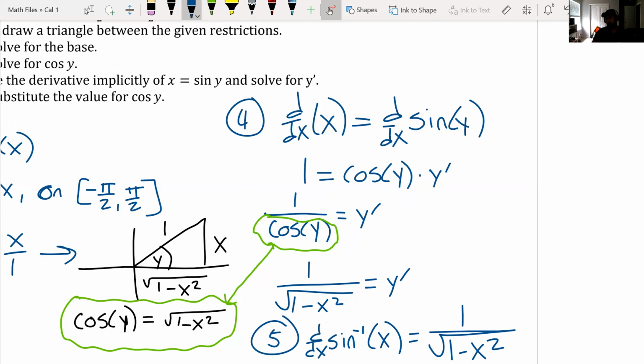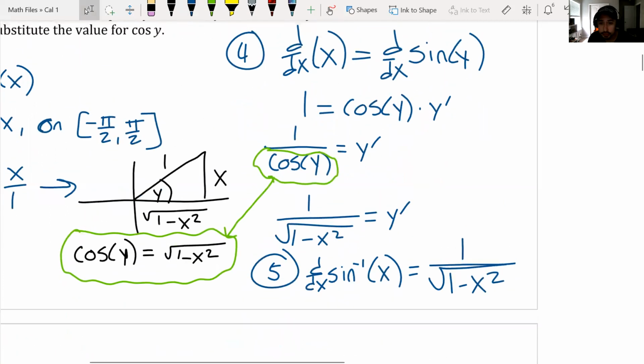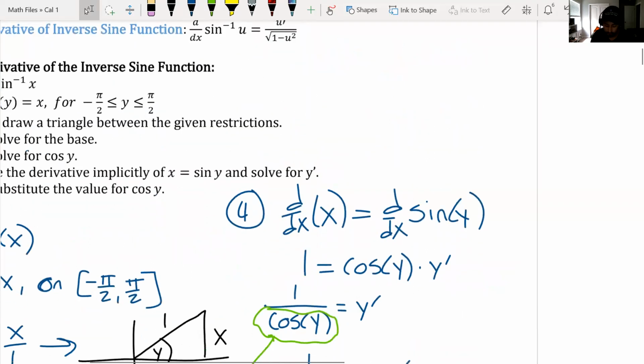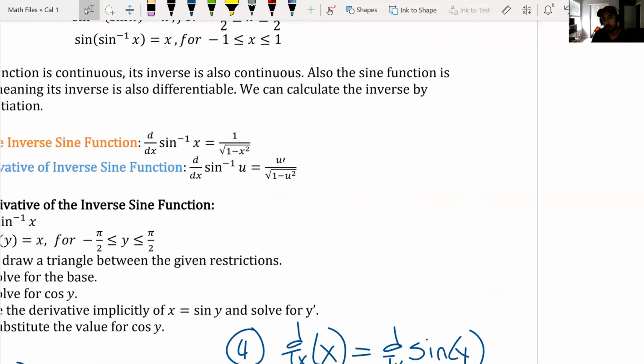A proof of the inverse derivative by triangles, unit circle, restrictions. Yeehaw. You don't have to know how to prove it, but it's always nice to know. I gave you the formula above, so you can just use that. Yeehaw. Okay.